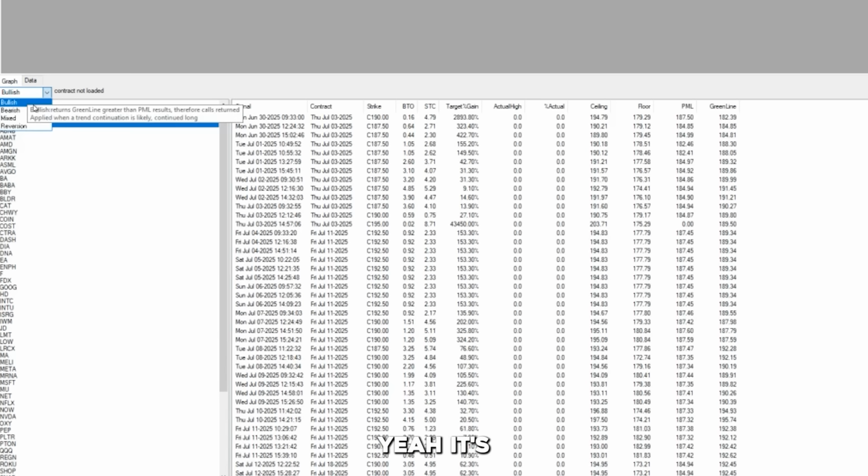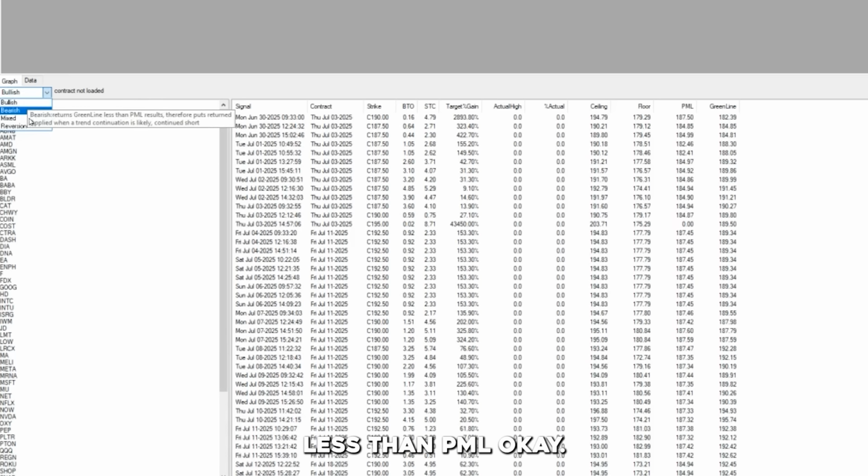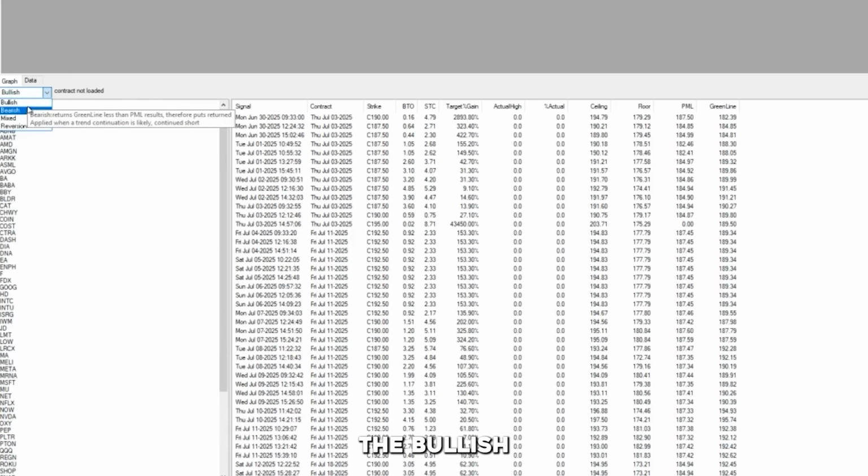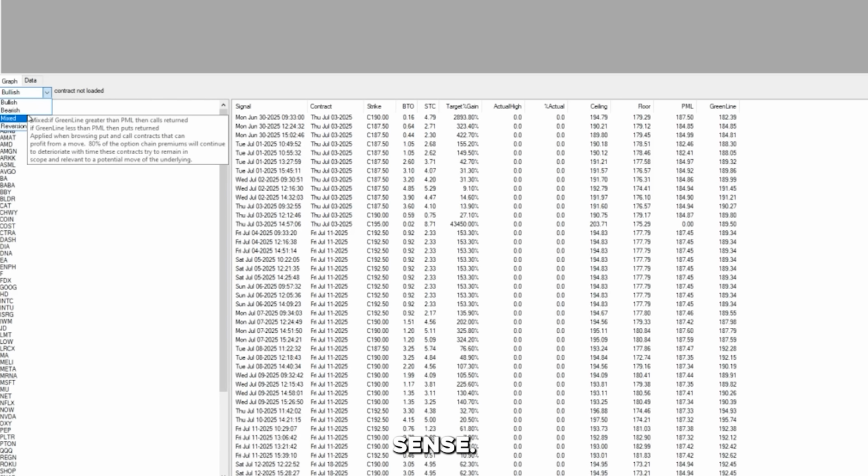Remember, we learned about the data, the peak money line, the ceiling and the floor. For the bullish data, the price greater than the peak money line is going to give you the bullish setting for the periscope. Same for the bearish, where the price is less than PML. The mixed setting is going to give you the signal for both the bullish and the bearish, if that makes sense.